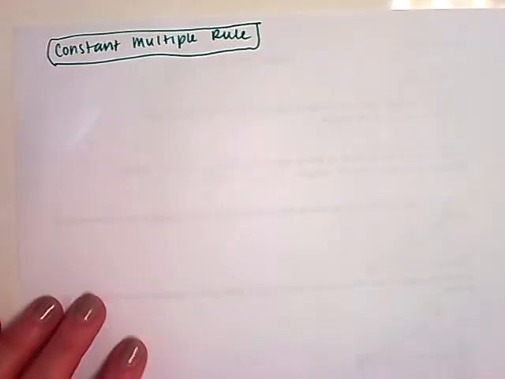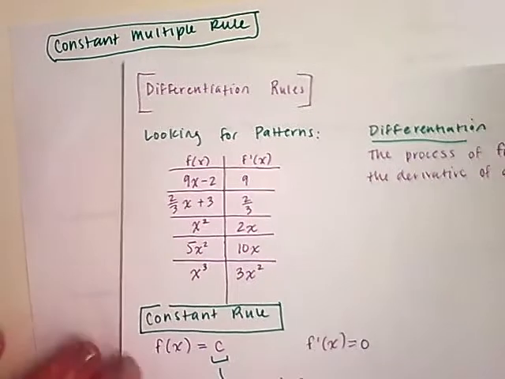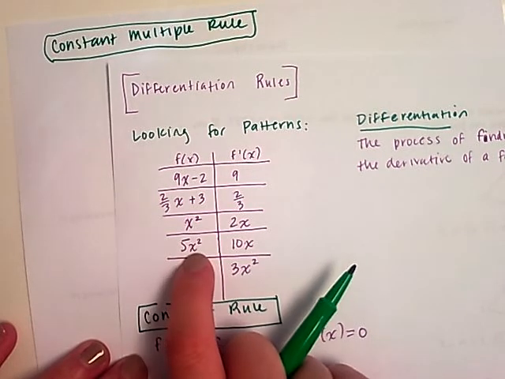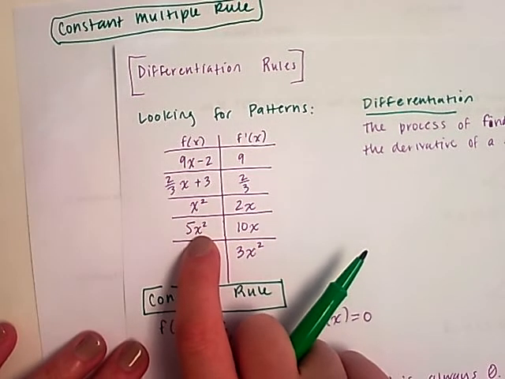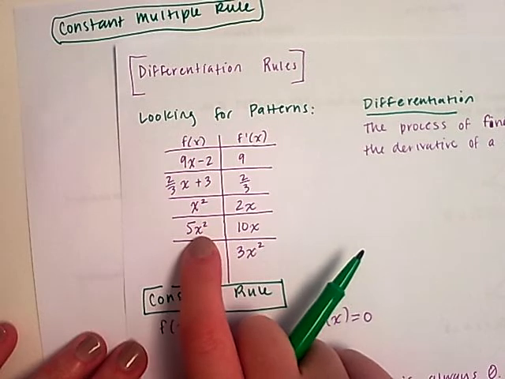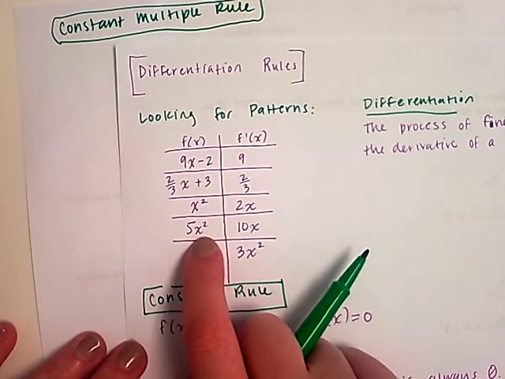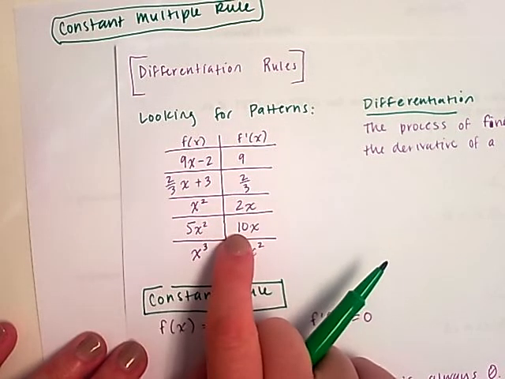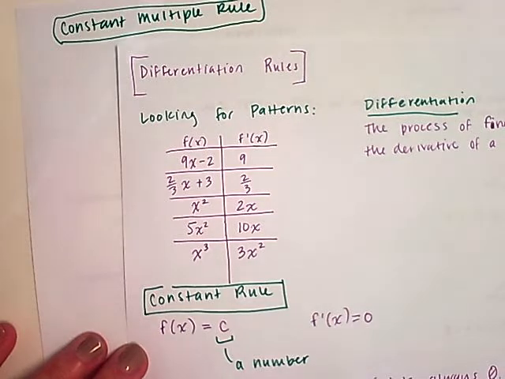The constant multiple rule, I'm just going to show you the chart again, is about what happens if I have a constant out front of a function, something like 5x squared. Essentially, our power rule tells us the derivative of x squared is 2x, and then I multiply that 2x by the constant 5 to get 10x. So all we're saying with the constant is we take the derivative the way we would have of that function and then multiply it by that constant.